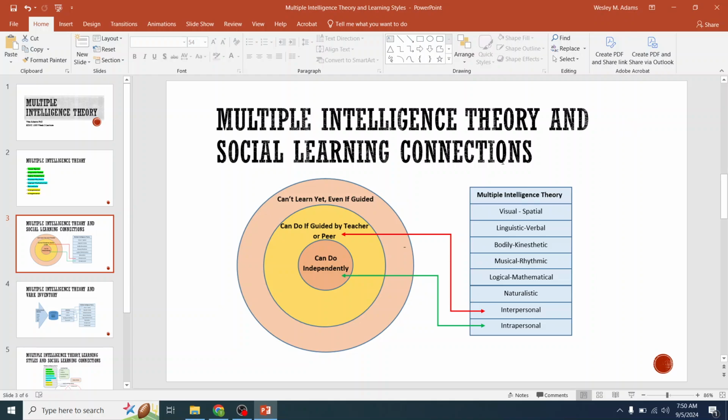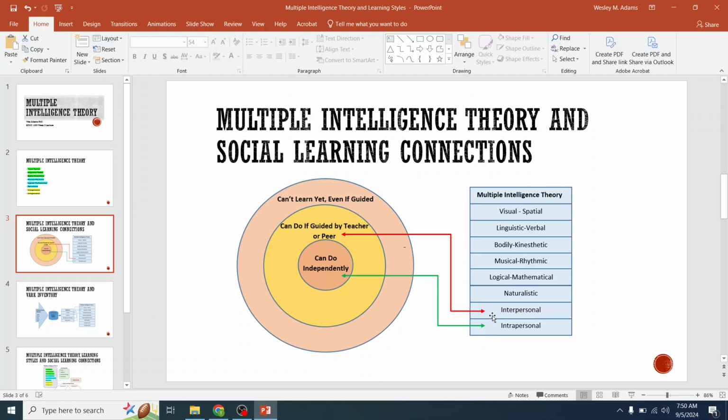All right, here's multiple intelligence theory going back to zone of proximal development. Where does it fit in? Well, these other areas, you're thinking about, how do I like to learn individually, right? So this is visual, spatial, linguistic, bodily kinesthetic, musical, rhythmic, logical, mathematical, naturalistic. That's more of thinking about learning individually. But the interpersonal and intrapersonal relate to the group work.